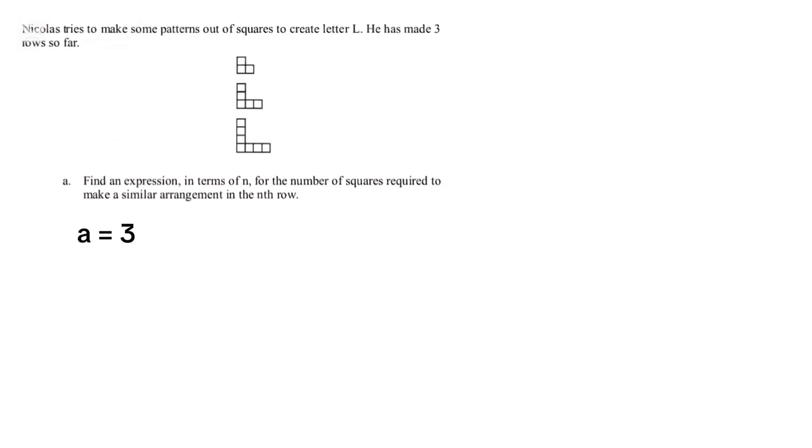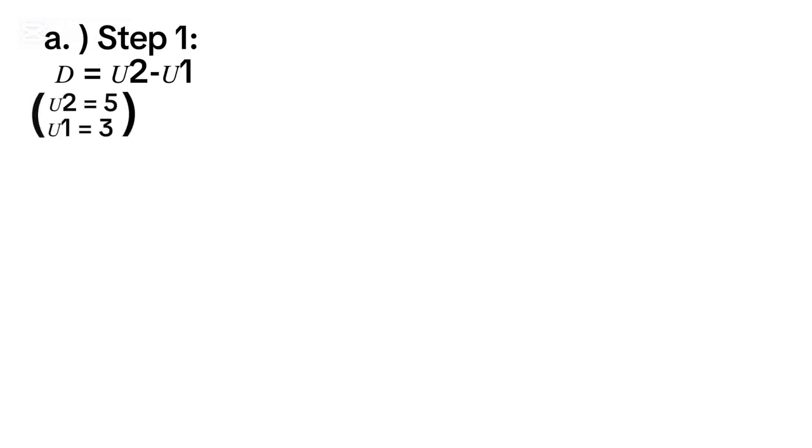So from the question, we know that a, the first term, equals 3, and to find the expression, we also need to find d, the difference. To find d, we use step 1. To find an expression for the number of squares in the nth row, we need to use the formula for the nth term of an arithmetic sequence.